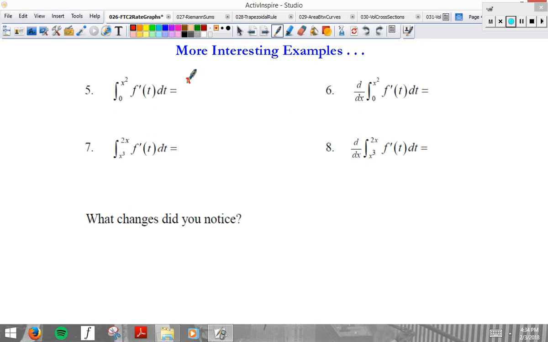So this is f of t, because the antiderivative of f prime is still f of t, from 0 to x squared, which is f of x squared minus f of 0.